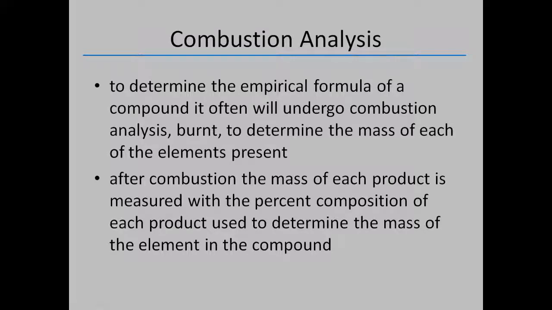What we're going to do is look at a method for how we determine the empirical formula and molecular formula of a compound. One of the ways that we do it is through what's called combustion analysis, where we take some of the compound and we burn it. Now, if the compound undergoes combustion, we know that combustion reaction produces metal oxides or non-metal oxides. So therefore, this could allow us to determine the mass of each element in my compound before it undergoes combustion.